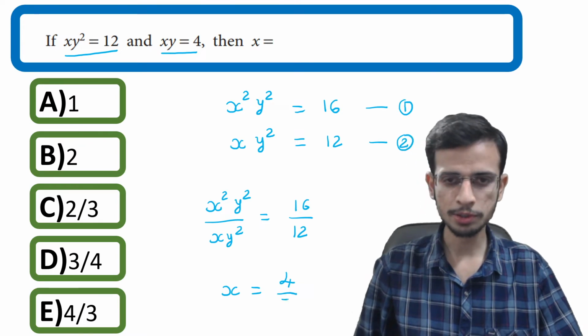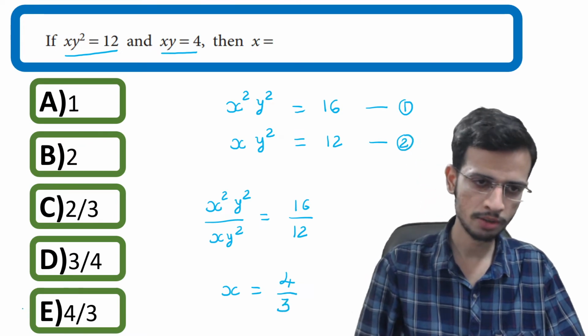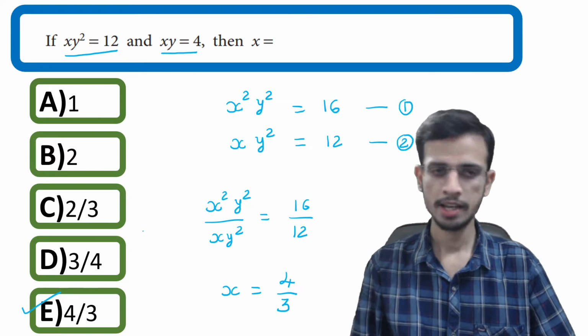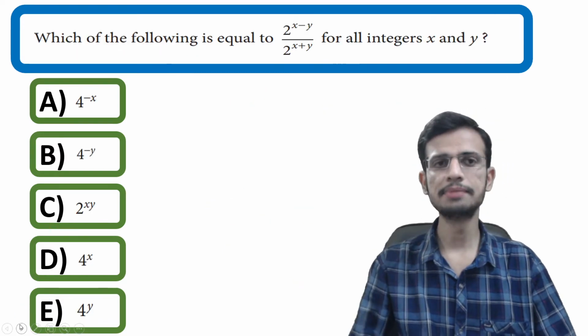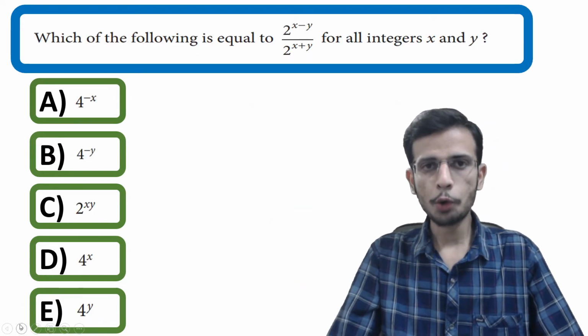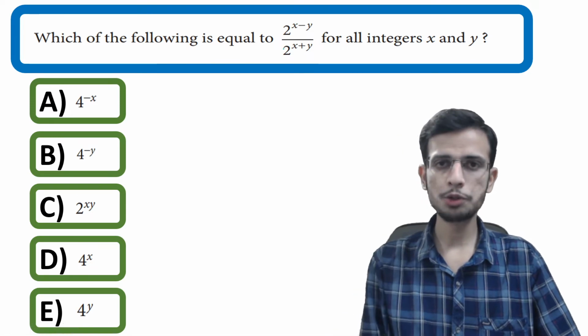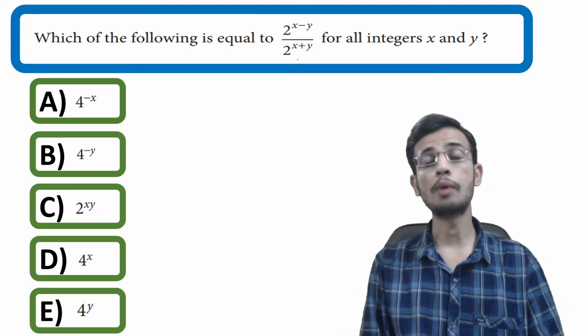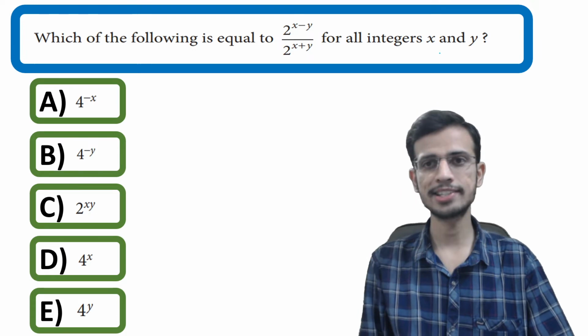3 by 4 is also there in the options, so be careful while choosing the correct option. Let's move on to the second question. Which of the following is equal to 2 raised to x minus y divided by 2 raised to x plus y for all integers x and y?